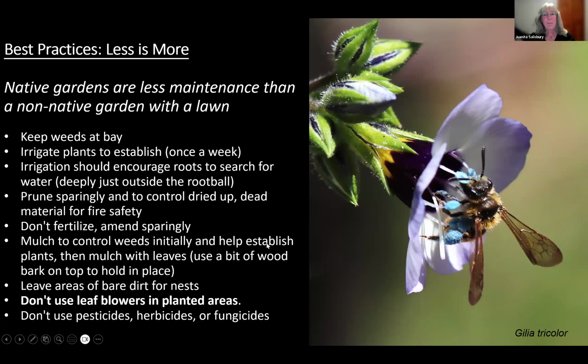And then let's talk about best practices, because in this living system, you have to consider everything that lives within this environment. One of the great things about a native garden is that native gardens are less maintenance than a non-native garden with a lawn. No mowing, you don't have to fertilize, and very little watering. So basically, your work is keeping the weeds down.